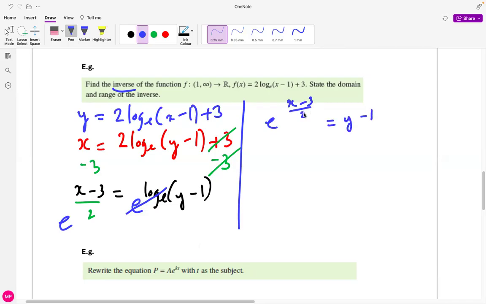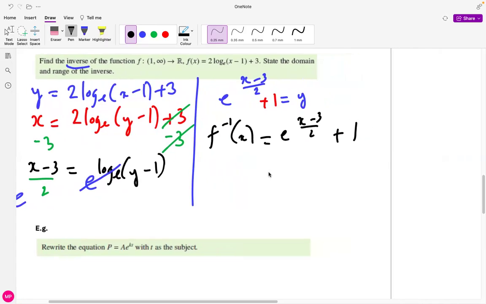And then to put the minus 1 to the other side, you're going to plus 1 here and get rid of the 1. Okay, so you will end up having the equation f inverse equal to a to the power of (x minus 3) over 2, plus 1.